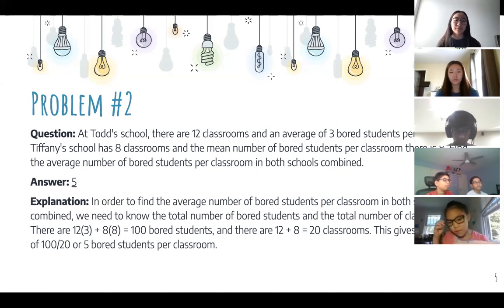Then you also add the number of classrooms. 12 plus 8 equals 20. And then you divide the total number of students by the total number of classrooms, which gets you 5 board students per classroom on average.